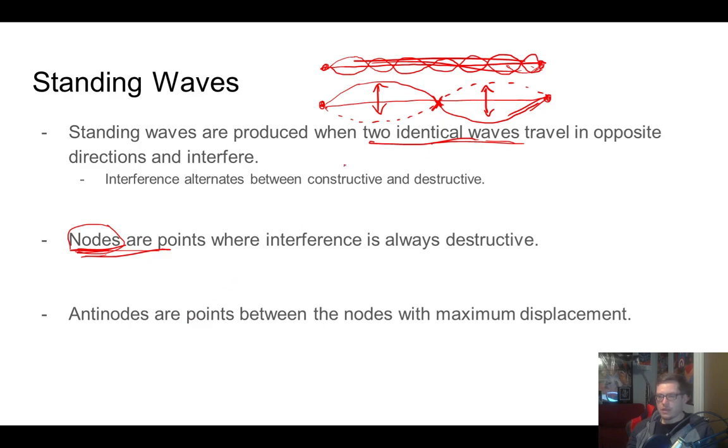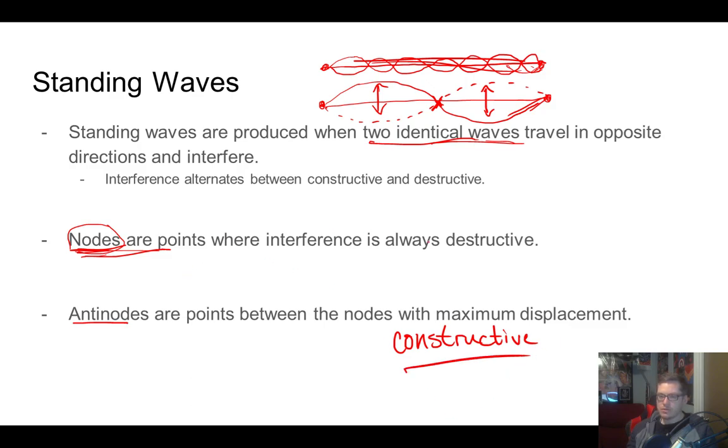Then notice that here you've got a lot of movement. These are known as antinodes. It's a double negative, anti-node, so it's a lot of movement. This guy moves up and down, and this is a place where you have complete constructive interference.